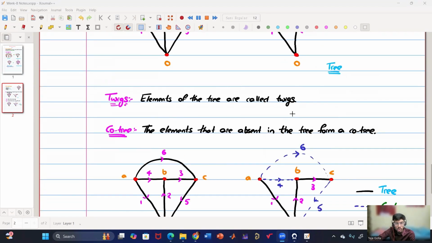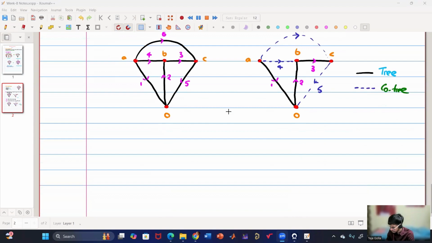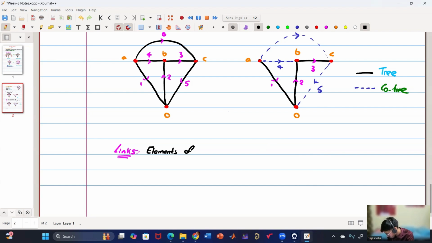Now the elements of a tree are called twigs. What are the elements of the cotree called? They are called links. Elements of the cotree are called links.